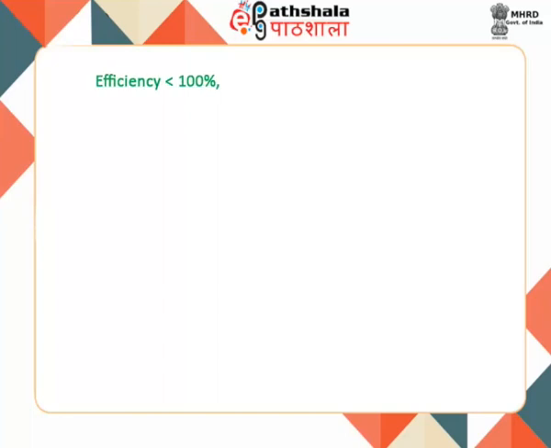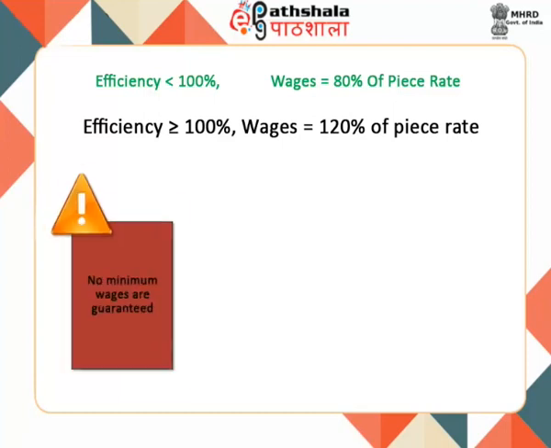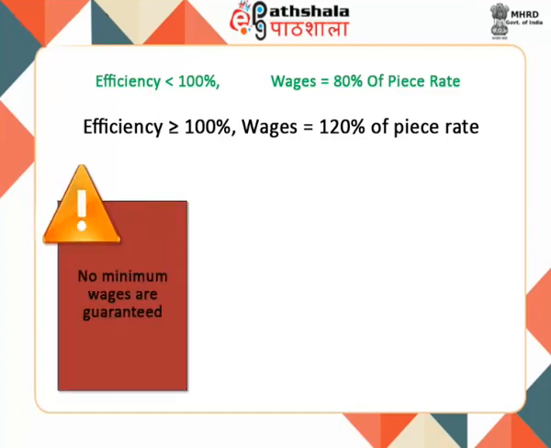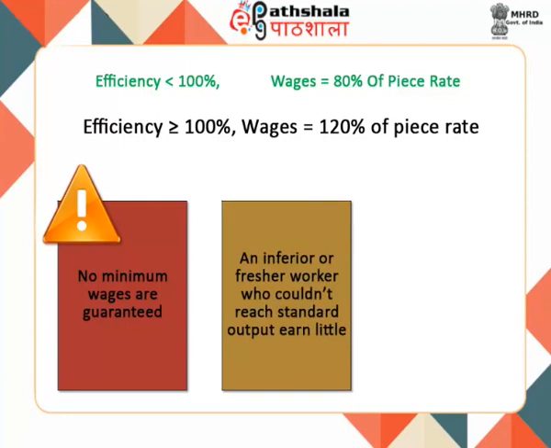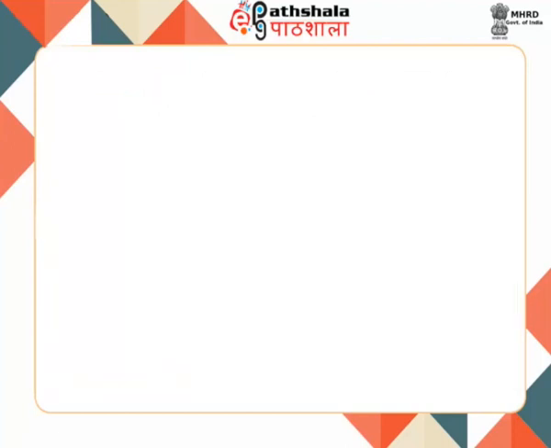When efficiency is less than 100%, wages will be 80% of piece rate. When efficiency is more than or equal to 100%, payment is at 120% of piece rate. The major limitation of this plan is that no minimum wages are guaranteed. An inferior or fresh worker who couldn't reach the standard output could earn very little because of the lower rate. This created a feeling of insecurity among the workers.